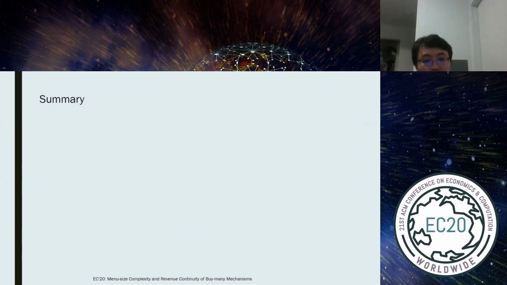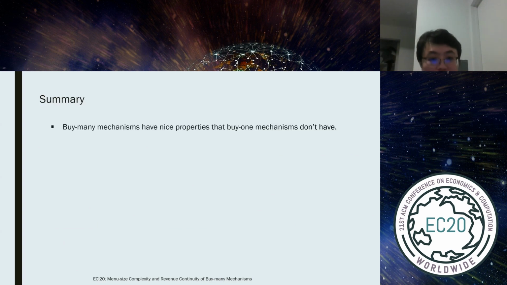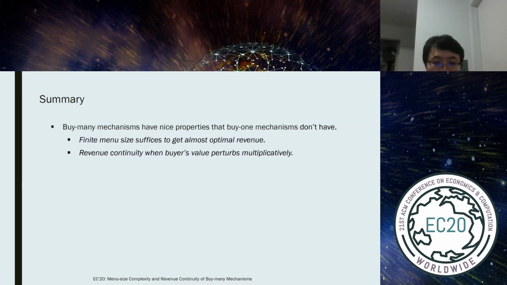Okay, so now I would like to conclude my talk. In this talk, we show that buy-many mechanisms have many nice properties that buy-one mechanisms don't have. For example, finite menu size is enough to get a near optimal revenue, and the revenue continuity property for the buyer's value perturbed multiplicatively. And the two results do not assume any structure or independence in the value distribution.